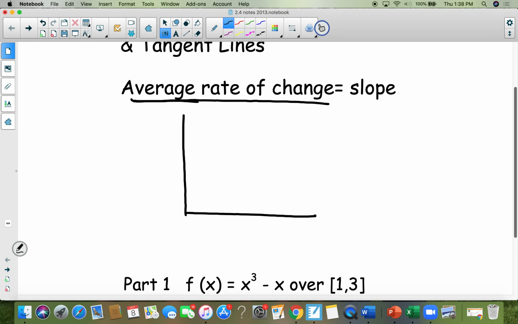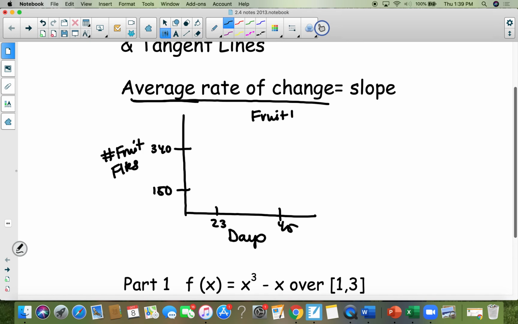Okay, so if you look in the book, I get a lot of these examples out of the book, but this is days. This is the number of fruit flies. And like 150 to 340, and the days is 23 to 45. And the title of this, you should always give a title: Fruit Fly Population. And it looks something like that.